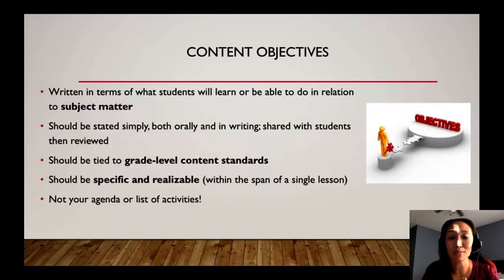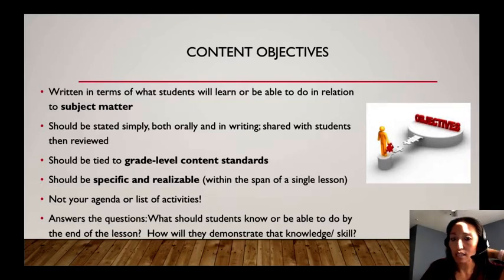And as I mentioned before, content objectives are not your agenda or list of activities. So it's not like "students will listen to a PowerPoint on content objectives" is your content objective, because listening to the PowerPoint is something that you want them to do, but it's not really what you want them to walk away with. What you want them to walk away with is "students will be able to demonstrate an understanding of content objectives as demonstrated in their lesson planning," right? So you see the difference between listening to a lecture, which is more passive, and then actively demonstrating one's understanding.